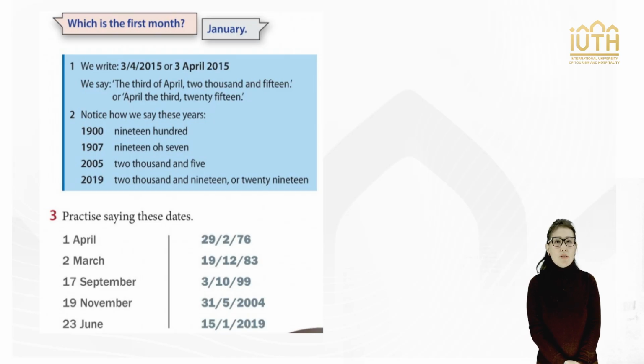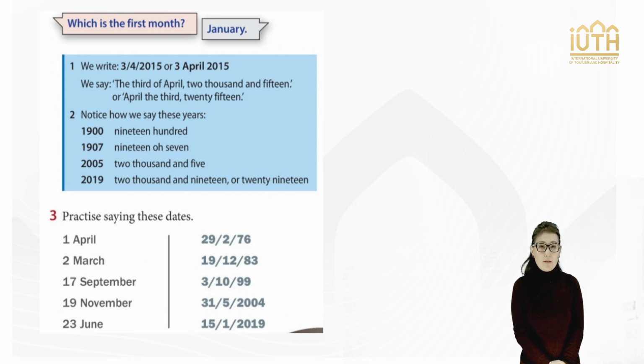Next, first we write 3 April 2015 or 3rd April 2015. We say the 3rd of April 2015 or April the 3rd 2015. Notice how we say these years: 1900, 1907, 2005, 2019.